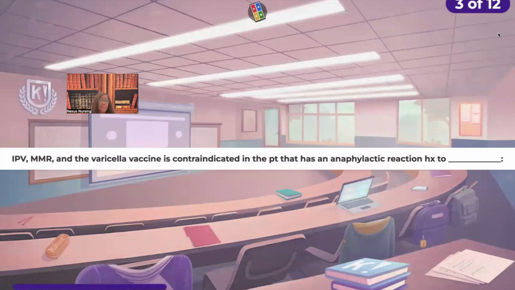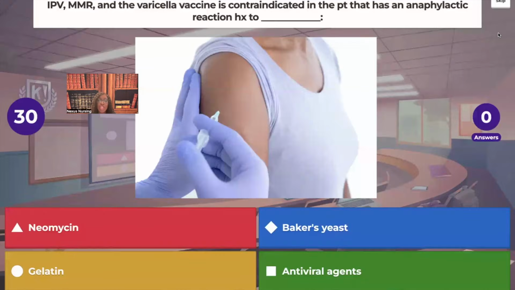All right. IPV, MMR, varicella vaccine. These are contraindicated in the patient that has had an anaphylactic reaction history to what? Would it be neomycin? Would it be Baker's yeast? Would it be gelatin? Or would it be antiviral agents? Again, these 3 vaccines will be contraindicated in a patient that has had an anaphylactic reaction history to what? Neomycin, Baker's yeast, gelatin, or antiviral agents. You need to know this.